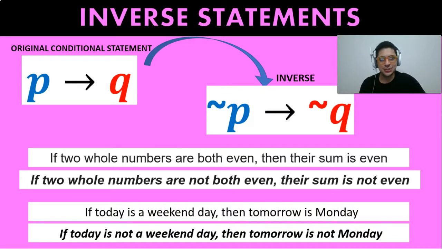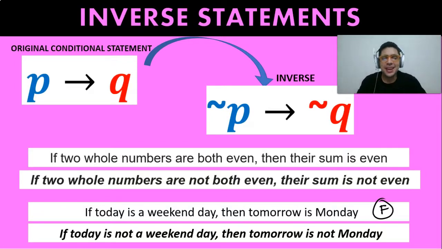Okay, now let's try evaluating these two. The conditional: if today is a weekend day, then tomorrow is Monday. Well, let's say that today indeed is a weekend day and it's Saturday. The next day, so tomorrow, would be Sunday, not Monday. So that means that this is actually a false statement. Now on the other one we have, if today is not a weekend day, then tomorrow is not Monday. Okay, so if today is not a weekend day, that means it is a weekday. So it's either Monday, Tuesday, Wednesday, Thursday, and Friday.